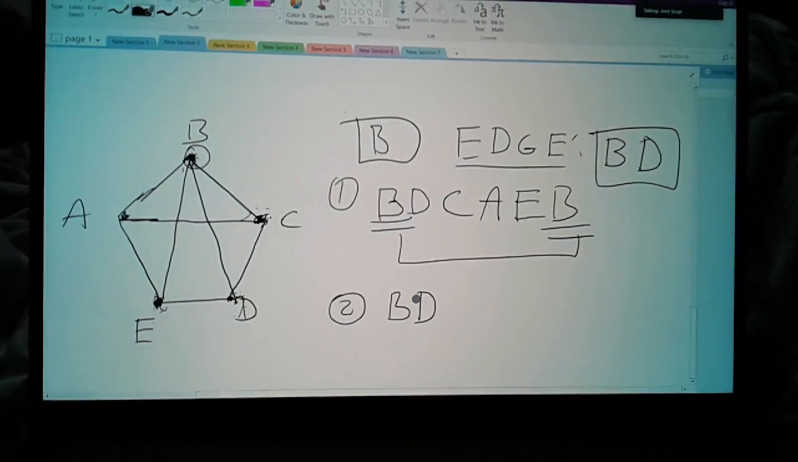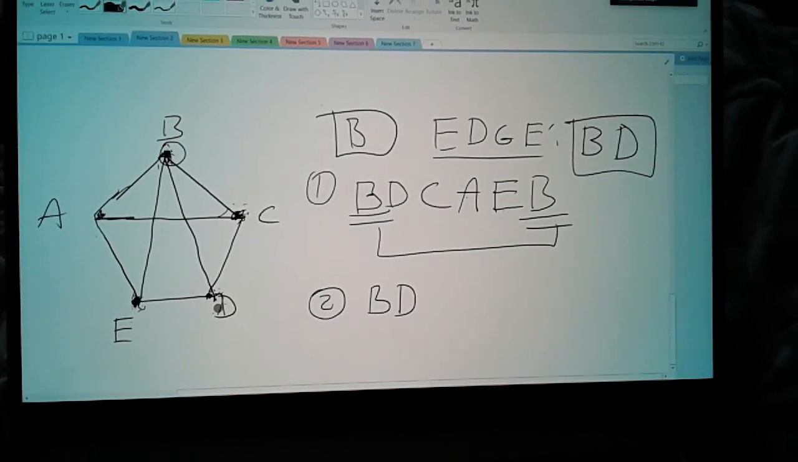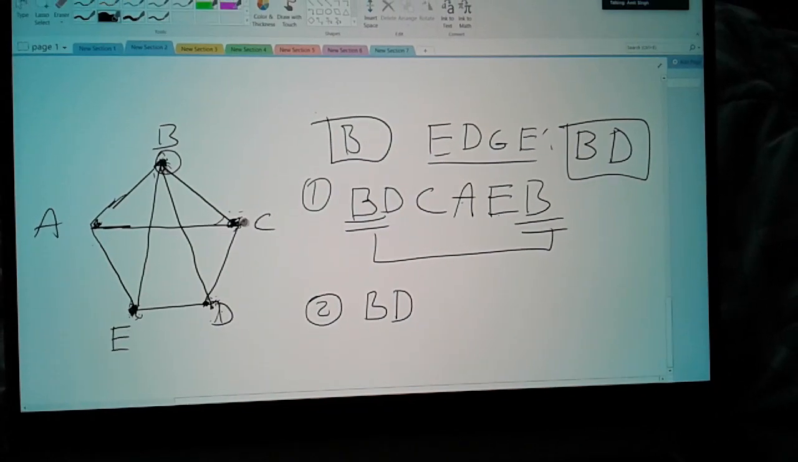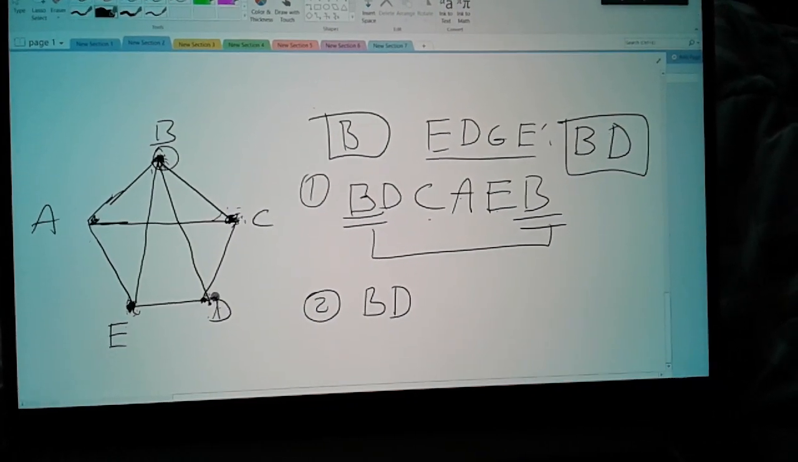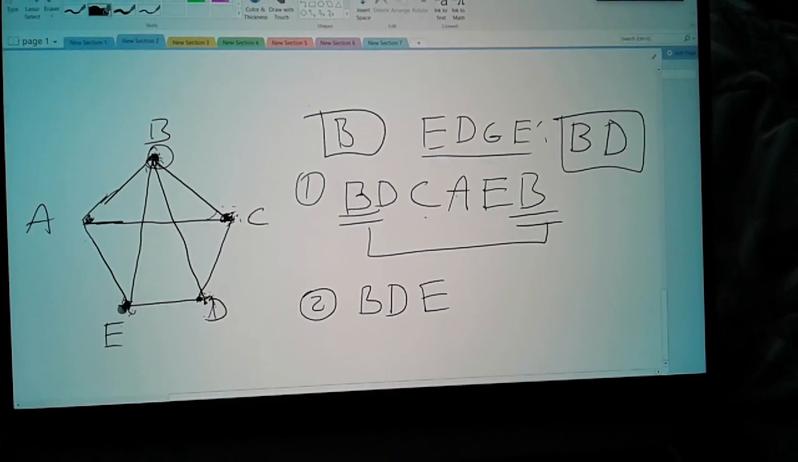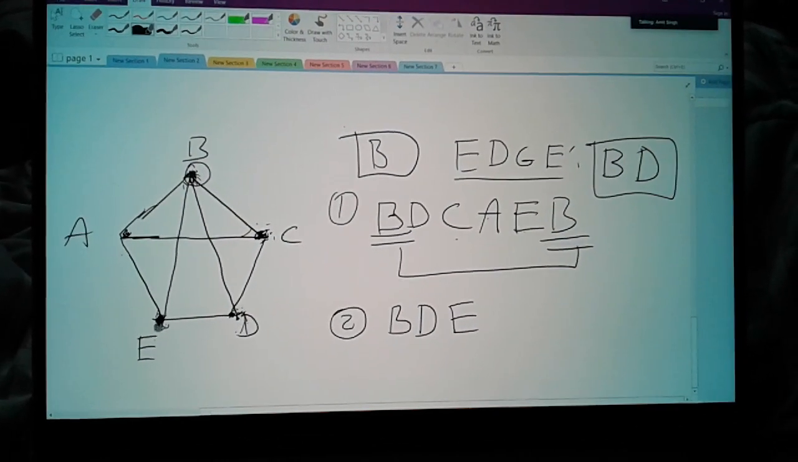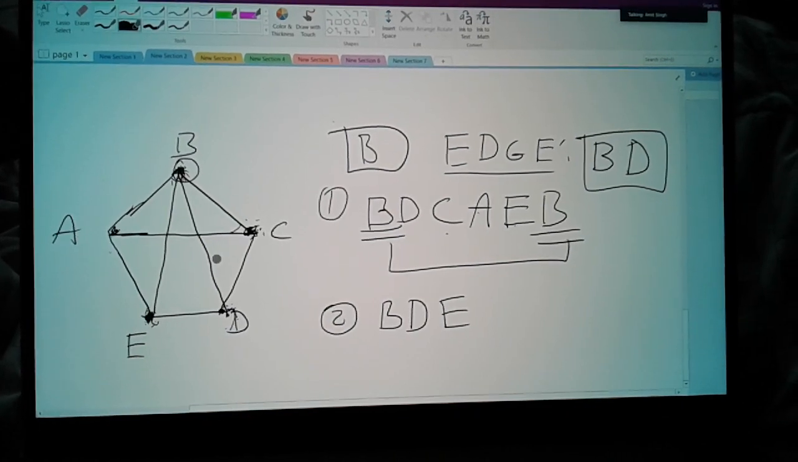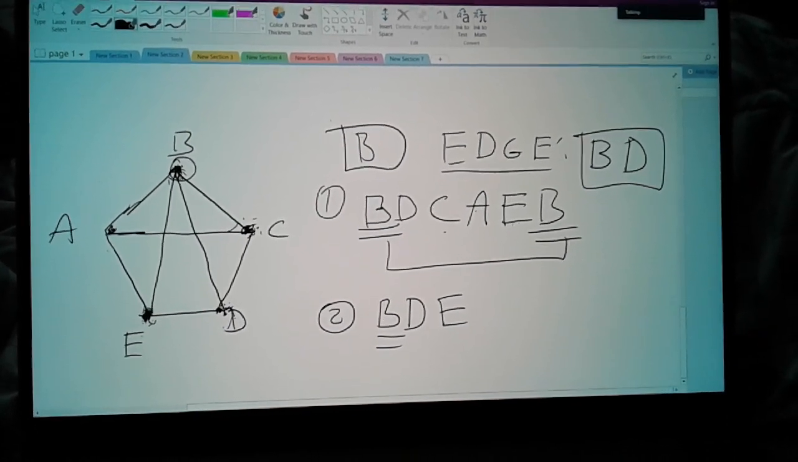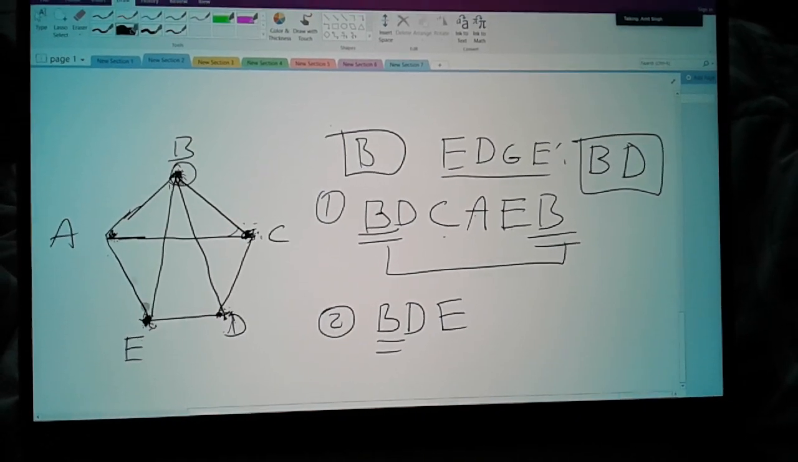Okay, so again, I have to start with edge BD, that's specified. So I could do BD, I did BDC last time, why not do BDE? Why not? So BDE. I can't go back to B because it has to be all the way at the end. So I'm at E right now, so I could go to A, right? We haven't seen that one.